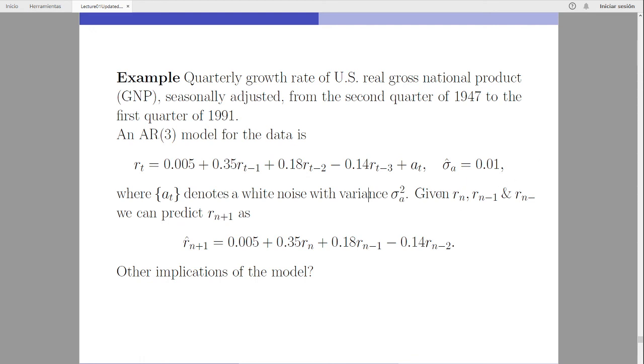So given R sub n minus 1 and R sub n minus 2, you can use it to predict R sub n for any n. Basically, what you need is the previous value, 2 times that, and 3 times that. And so we can directly put this into the model and say, you have this, plus this, plus this, plus this. Okay, this is pretty easy to work with, really.